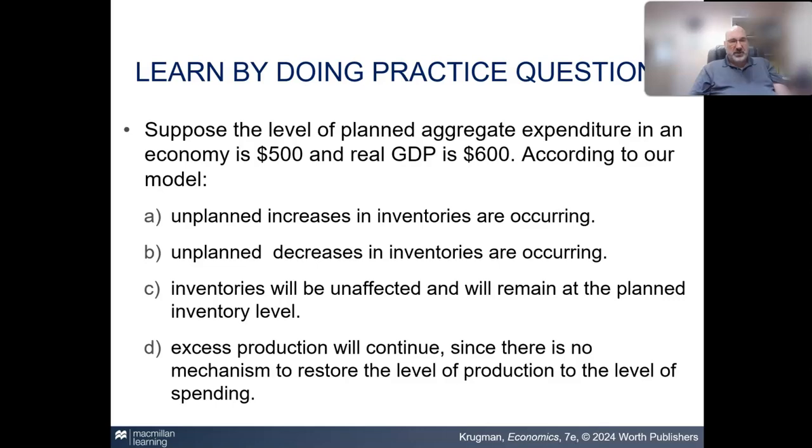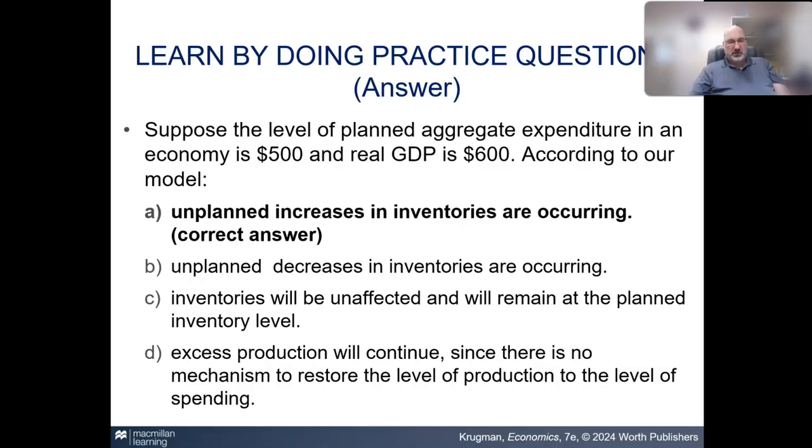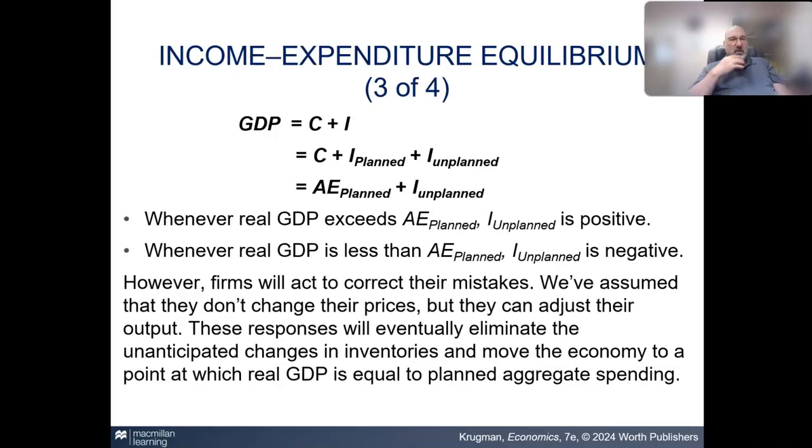Suppose the level of planned aggregate expenditure in the economy is 500, real GDP is 600. What's happening in that case? Unplanned increases in inventories are occurring. Unplanned decreases in inventories are occurring. Inventories are unaffected and remain at the planned inventory level. Excess production will occur. Remember, GDP is production, so we are over in that case, so it's an increase.